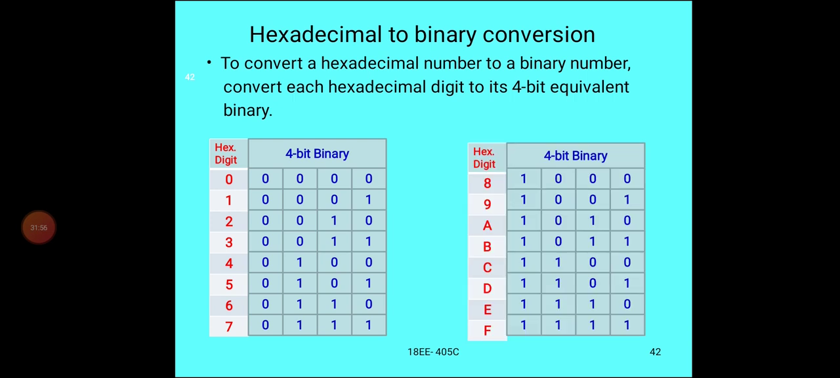8 means 1000. 9 means 1001. A is 1010. B is 1011. C is 1100. D is 1101. E is 1110. F is 1111.